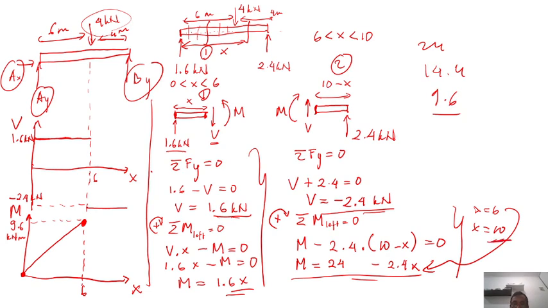At x equal to 10, what will I get here? The moment will be equal to 0, right? 2.4 multiplied by 10 will be 24. 24 minus 24 will be 0. This is my graph later. This is 10 here. So the final graph for the moment will be like this. Okay, for the shear force, it will be like this. Any question here?